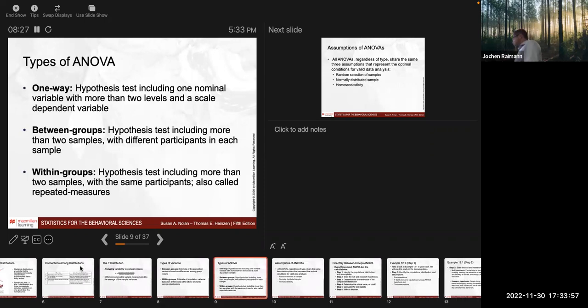Okay, so one-way means we have one nominal variable with more than 2 levels and the scale dependent variable. So more than 2 levels implies it's 3 or more. Between groups, more than 2 samples with different participants in each level, just as we just discussed. Okay, hypothesis test of within groups, same participant goes through different levels. Any questions on this?